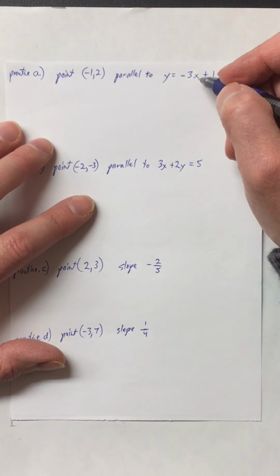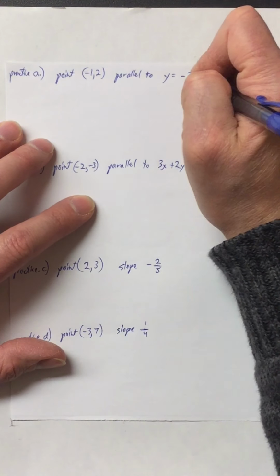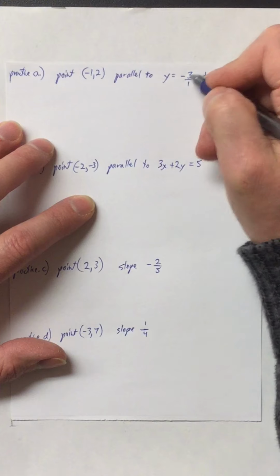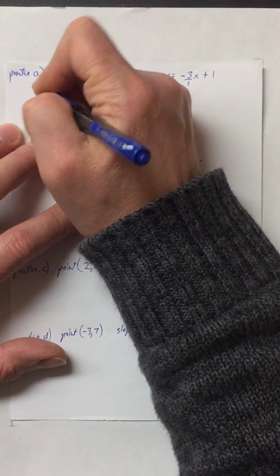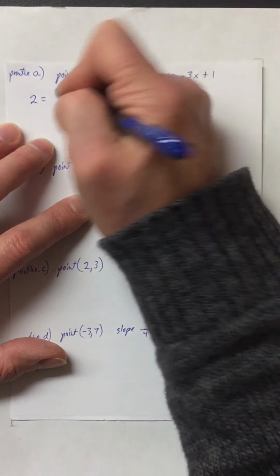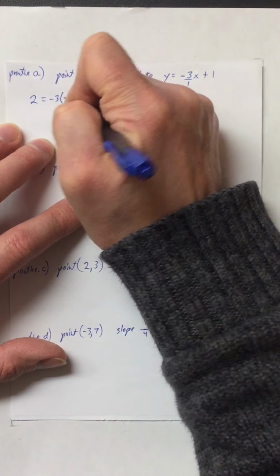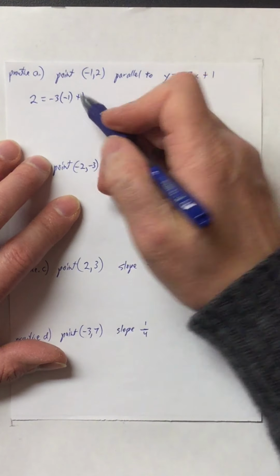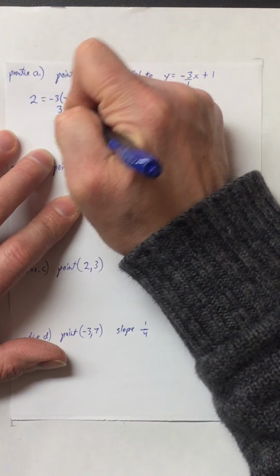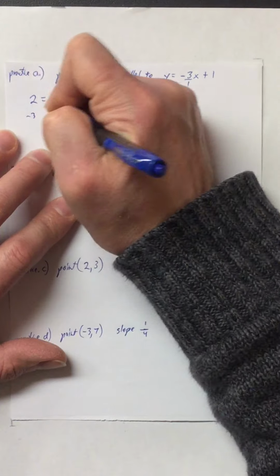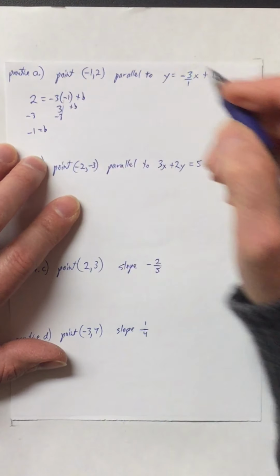Okay, practice problem A. It's already in slope-intercept form, and so my slope is negative 3, which is negative 3 over 1. Let's write that into my equation. So my y is 2, equal to negative 3 times my x value, which is negative 1, plus b. I need to solve for my intercept. So negative 3 times a negative 1 is a positive 3. I'm going to subtract 3 from both sides to remove it from that side. It looks like my intercept is negative 1.